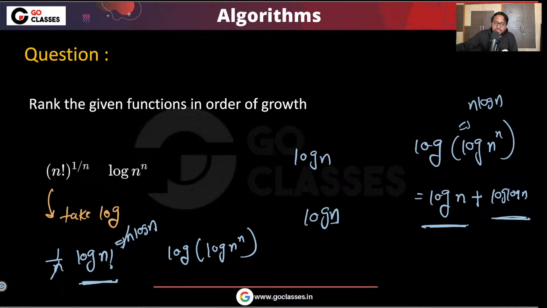So now as you can see, asymptotically both are the same, right? After taking the log, both are coming to be the same. Then what can you conclude? You can't conclude anything here, right? If after taking the log both are coming to be the same, then you don't know basically.